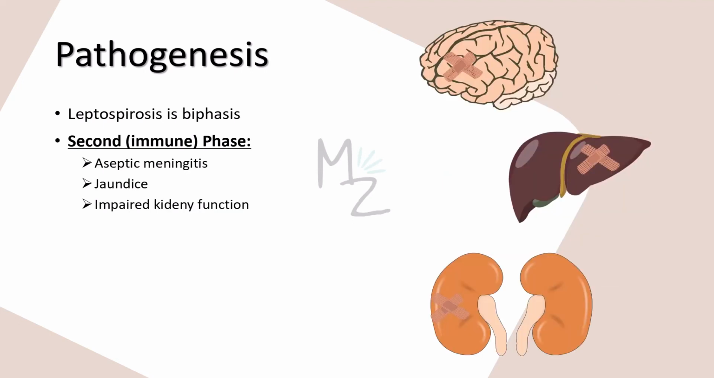The second phase, which is also called the immune phase, is most often characterized by findings of aseptic meningitis and, in severe cases, liver damage that will include jaundice, and impaired kidney function.